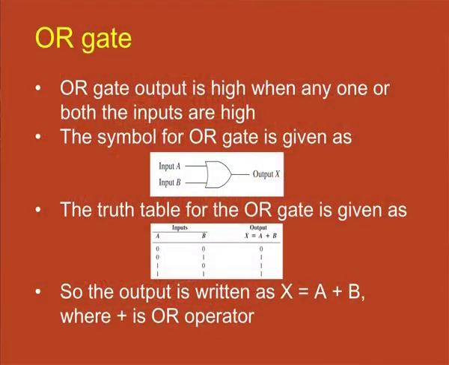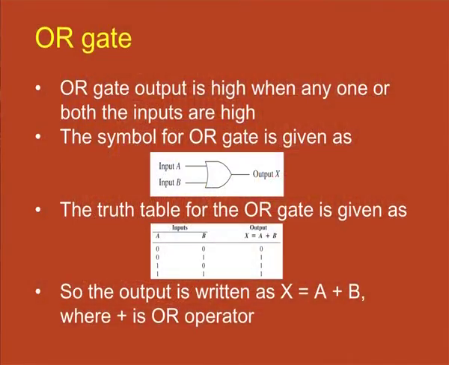OR gate also does not necessarily have 2 inputs, it can have more than 2 inputs. The truth table for the 2 input OR gate is given in the slide, where the 2 inputs A and B give rise to a higher output across X when either one of the inputs is high or both the inputs are high. Mathematically we can represent the output from the OR gate in the following way, that is X is equal to A plus B, where plus is the OR operator.